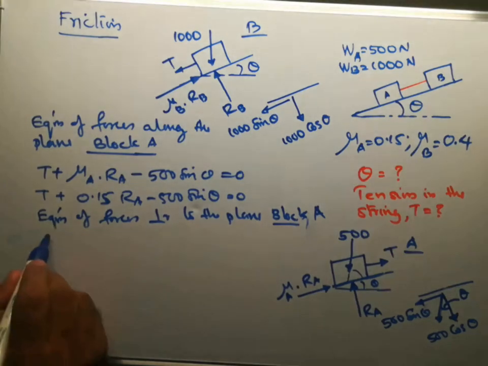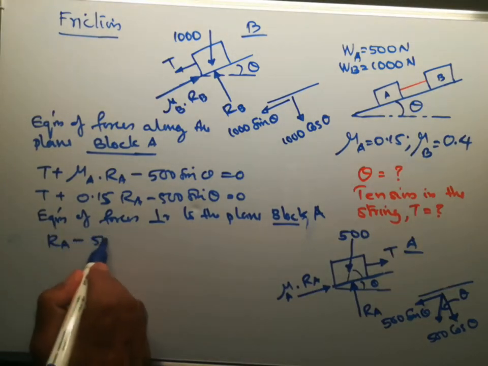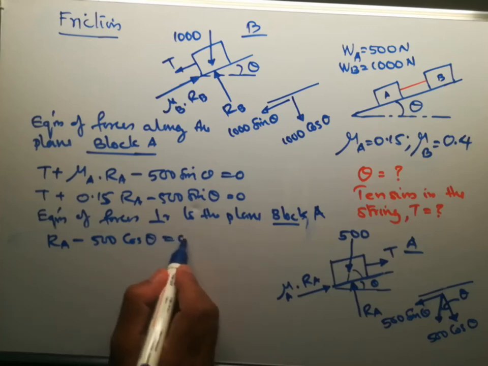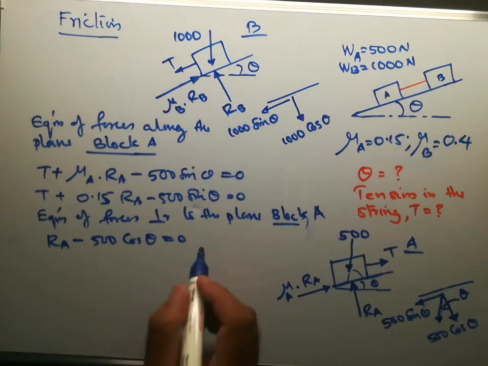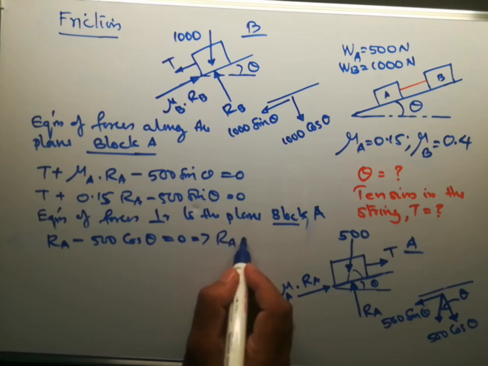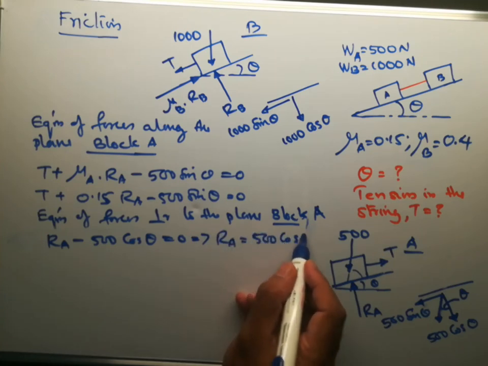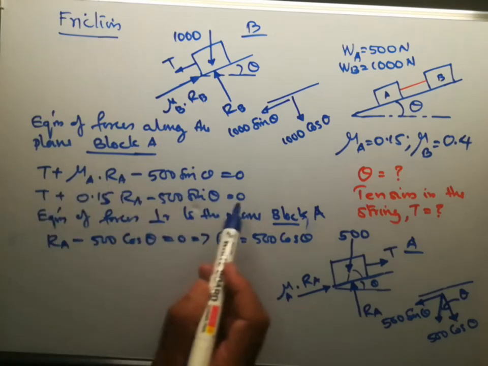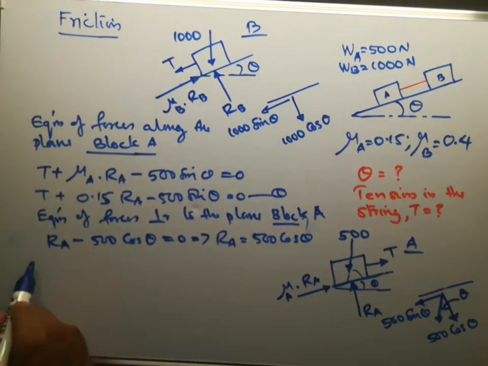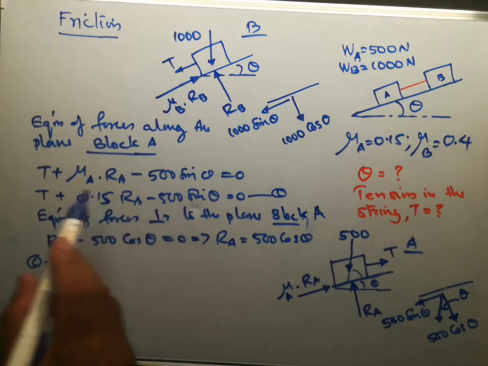Therefore, Ra minus 500 cos theta equal to 0. There is no motion in the perpendicular direction. Therefore, this will give Ra equal to 500 cos theta. Let this be equation number 1.